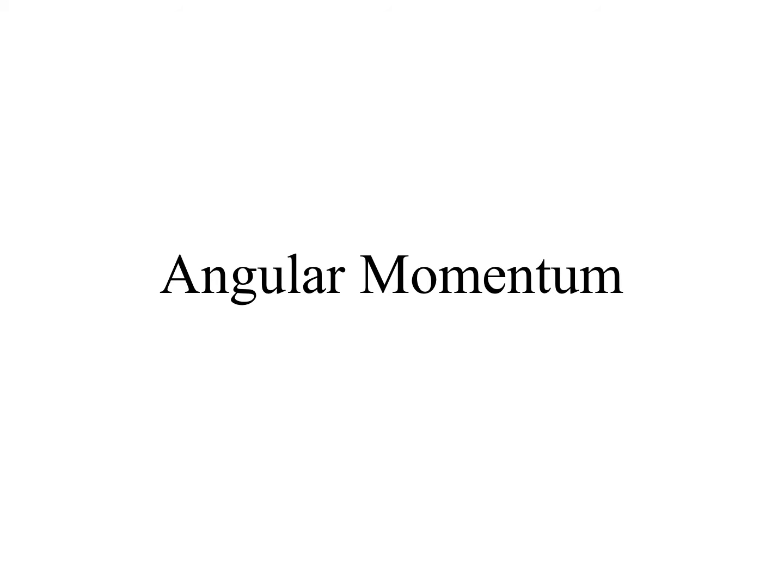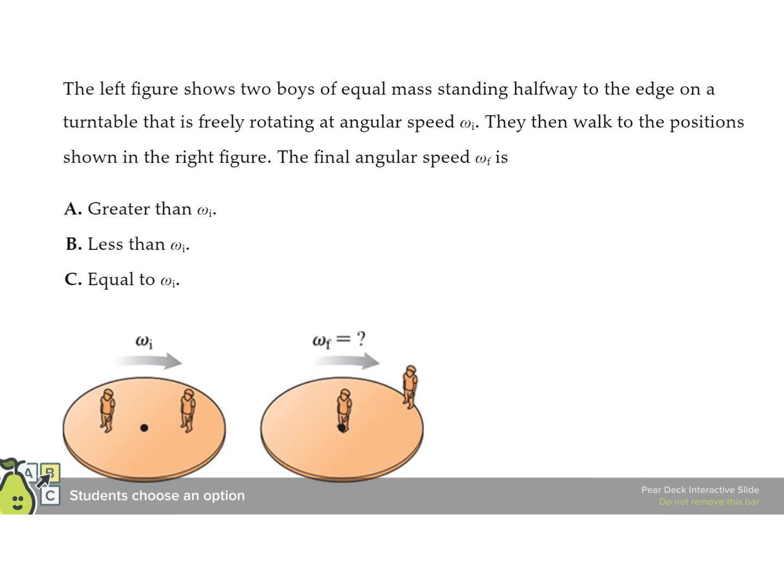Today we'll do some angular momentum problems, just conceptual questions to help us understand what's going on. The left figure shows two boys of equal mass standing halfway to the edge on a turntable that is freely rotating at some angular speed omega I. One then walks to the position shown in the right figure. The final speed omega f is greater than, less than, or equal to the original speed?